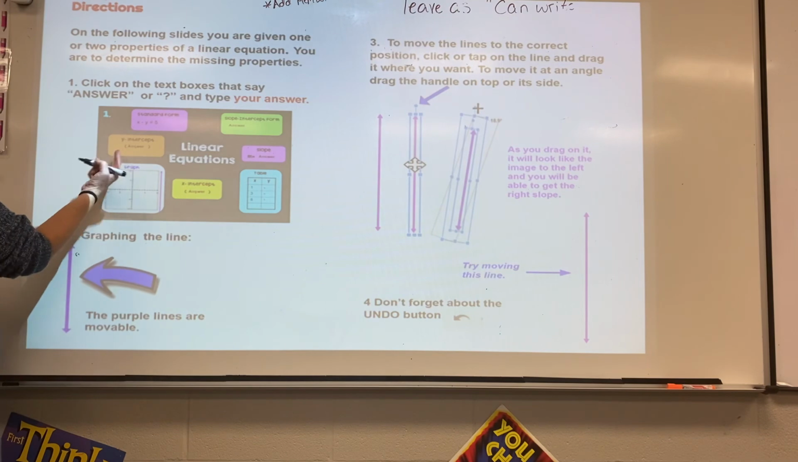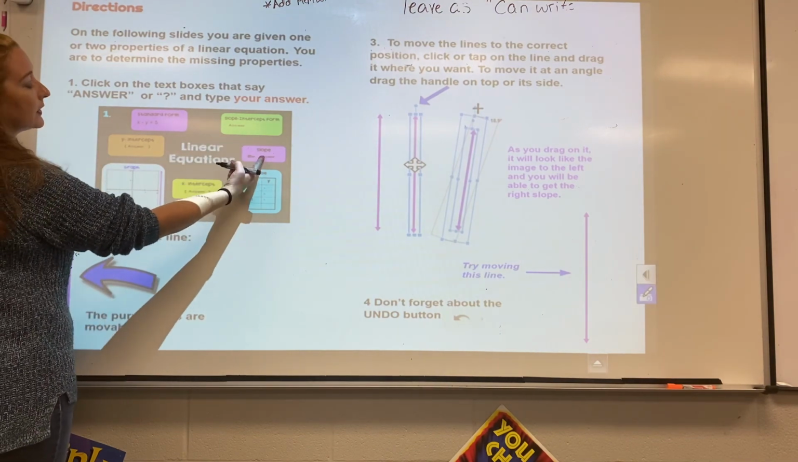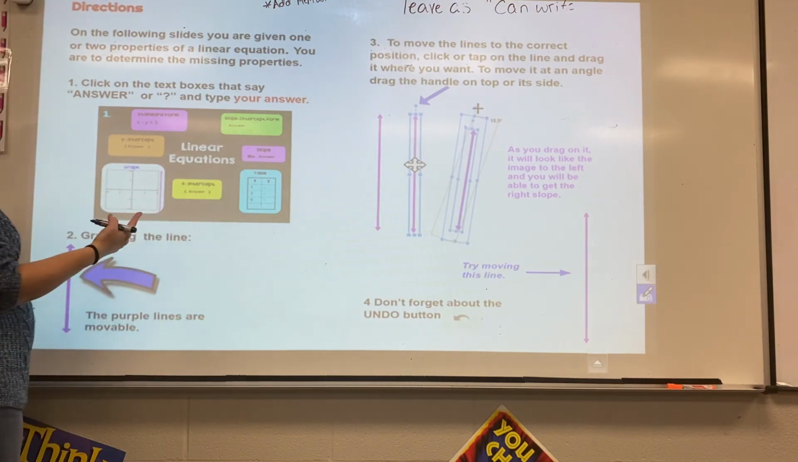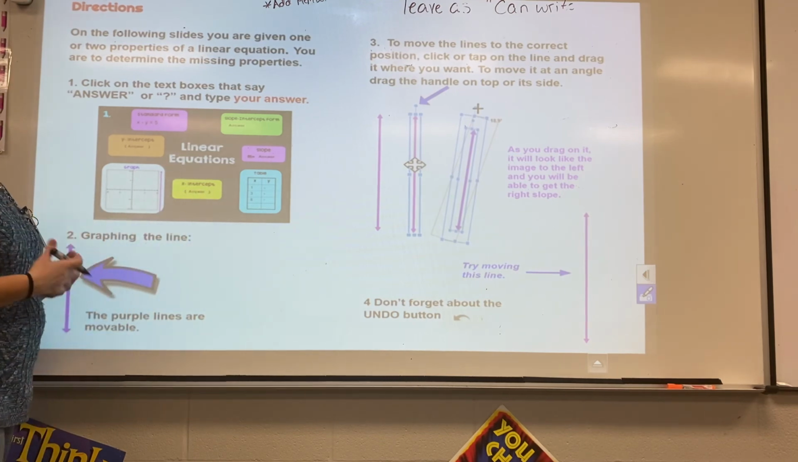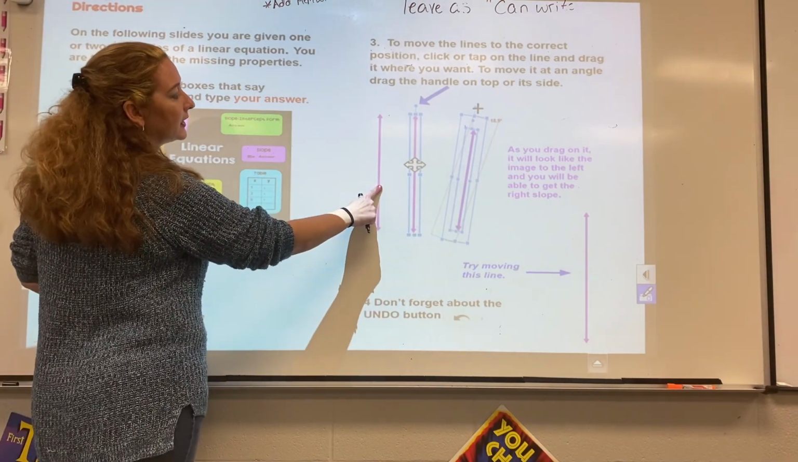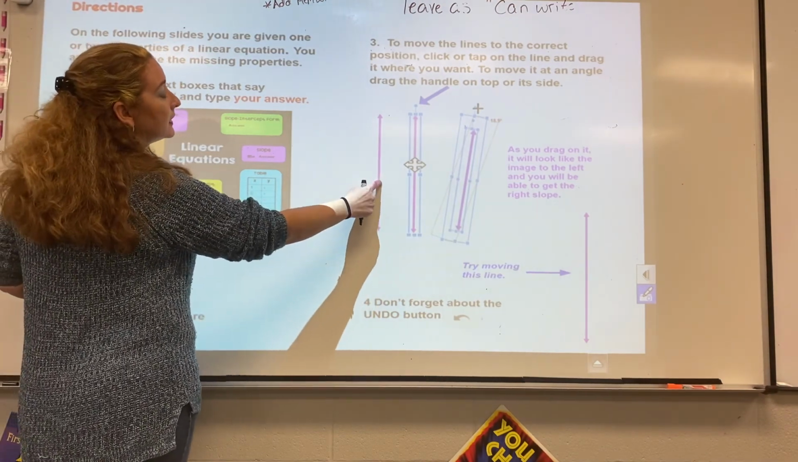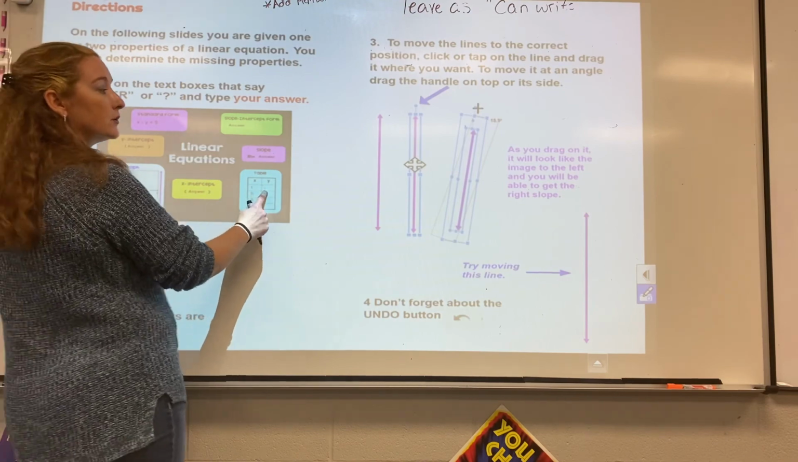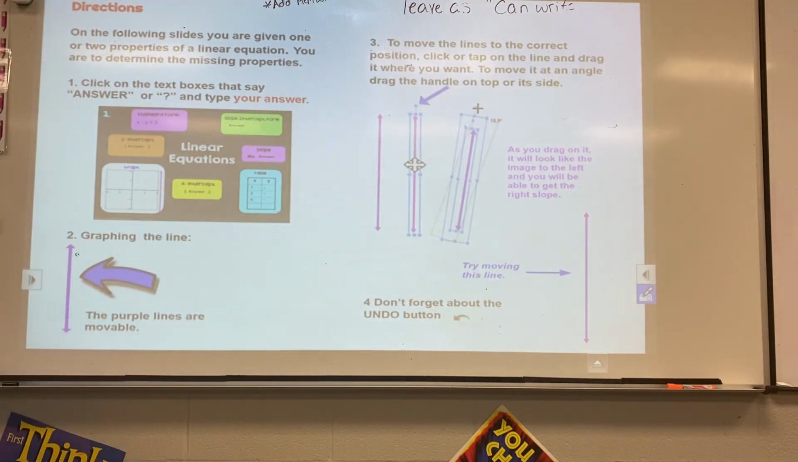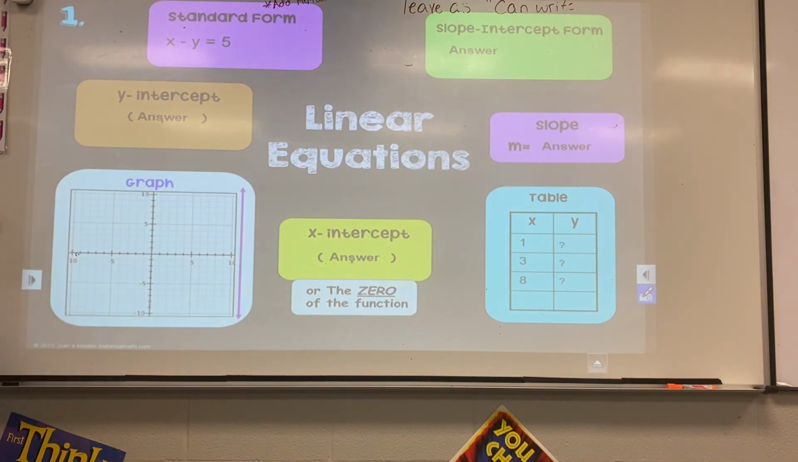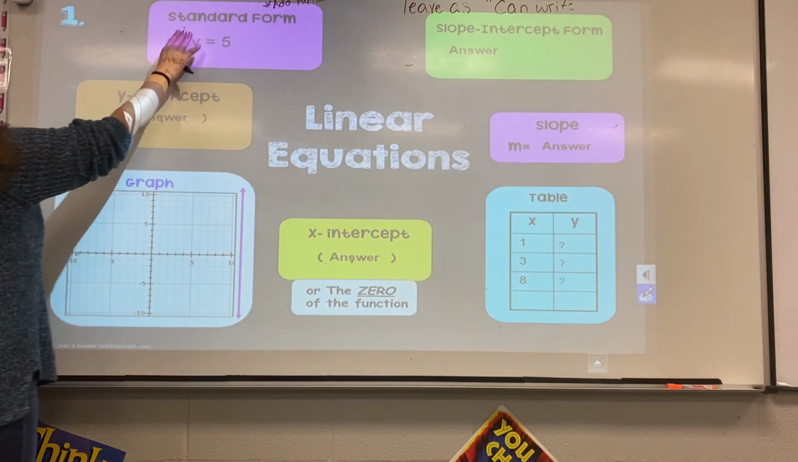Then the instructions are everywhere that there's the word answer or a question mark, that's a text box, and you're going to change the word answer to whatever the answer is. For the graphed line, you're going to be able to click on it and move it over onto the graph, and then use a little dot at the top to help rotate it. Okay? So problem number 1 only gives us standard form.